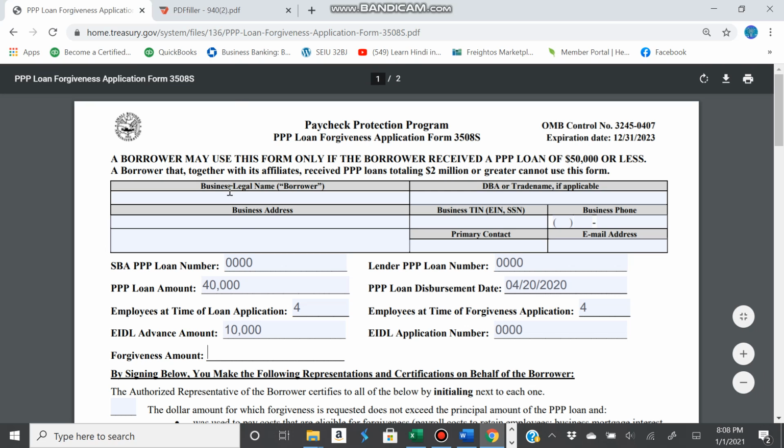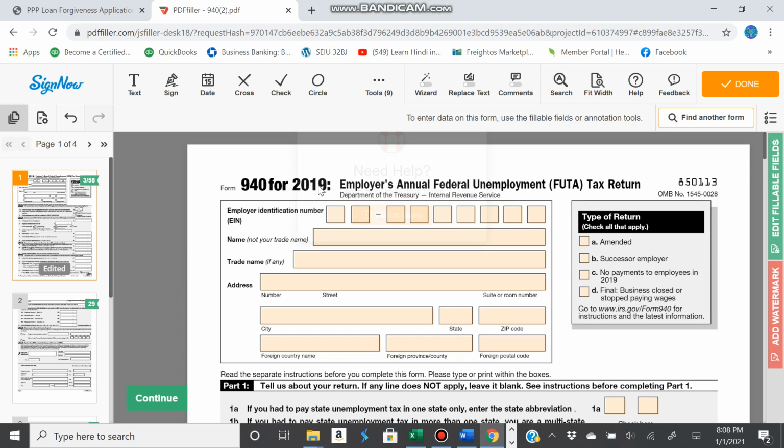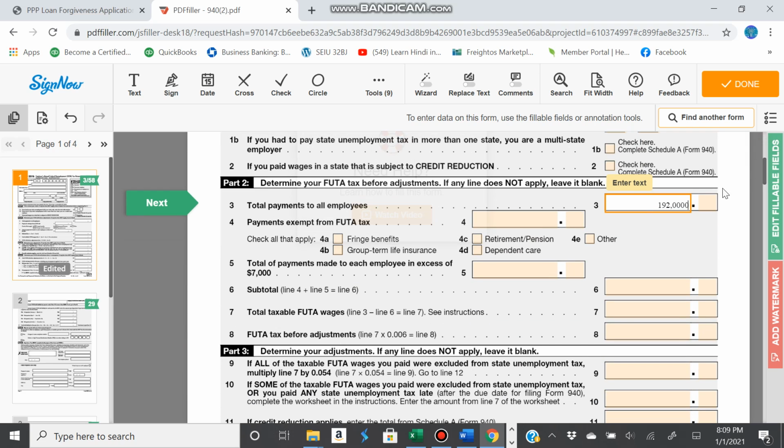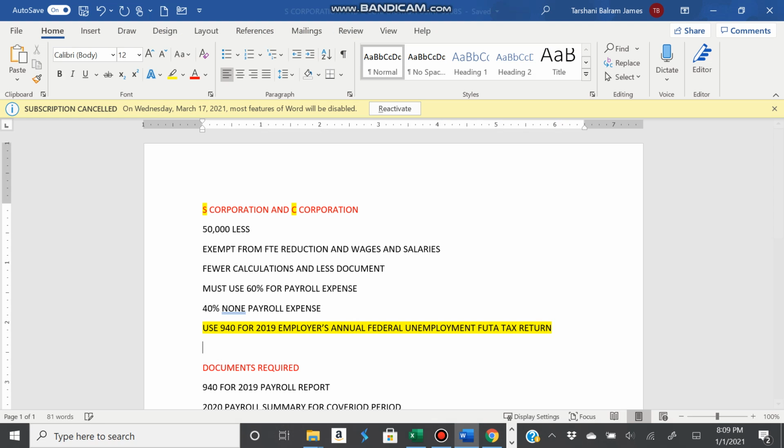For S Corp and C Corp, you need your 940 for 2019, which is your employer's annual federal unemployment tax return. So we are going to scroll to line 3. Here, line 3, total payments to all employees. Let us say the total is $192,000. Let us do our calculation.